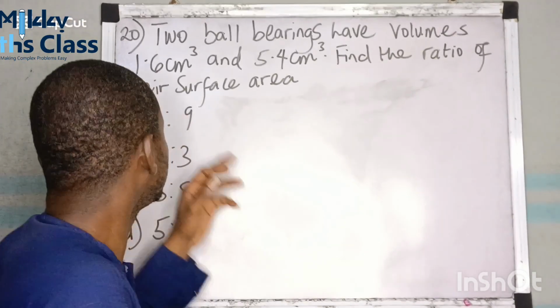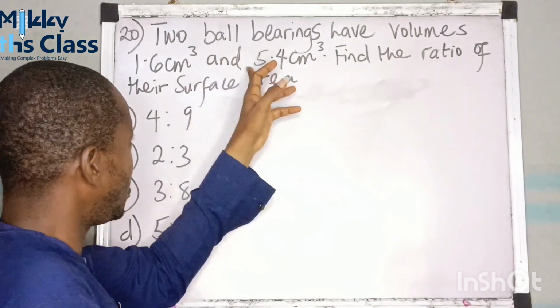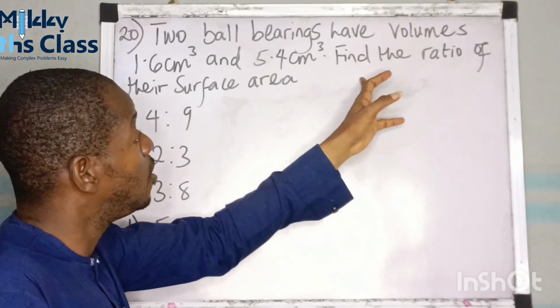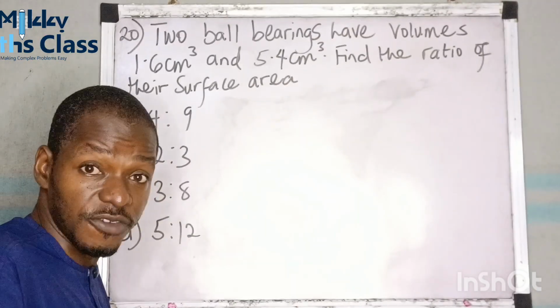All right, let's look at question 20. It says two ball bearings have volumes 1.6 cm³ and 5.4 cm³. Find the ratio of their surface areas. Now, the ball bearing is in the shape of a sphere.